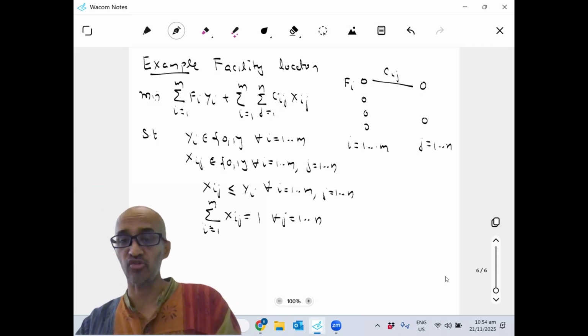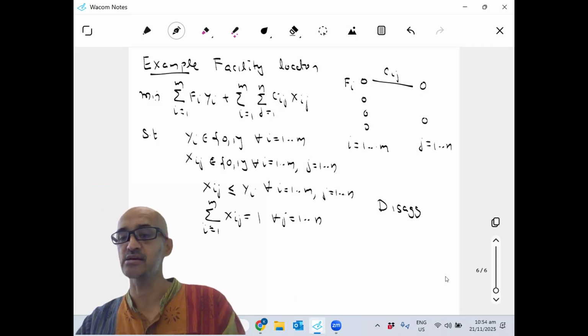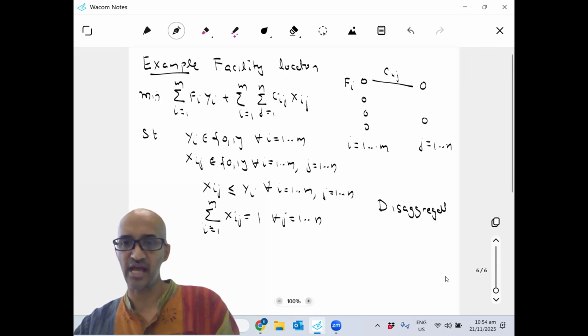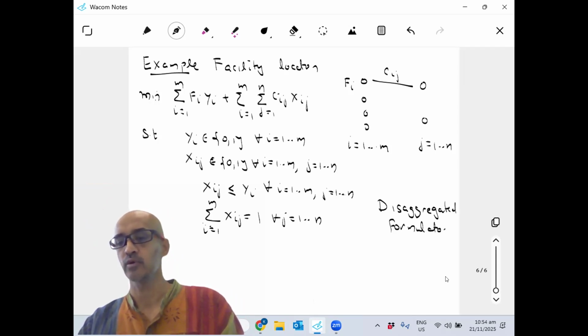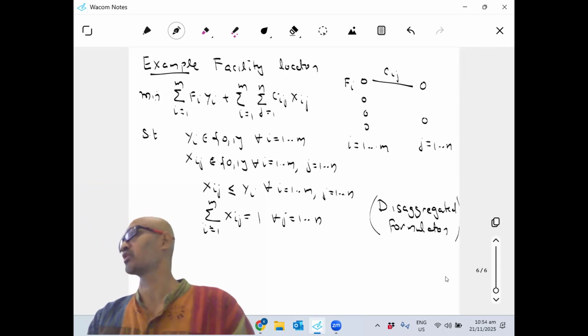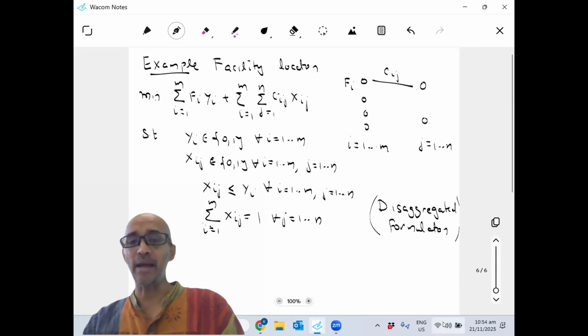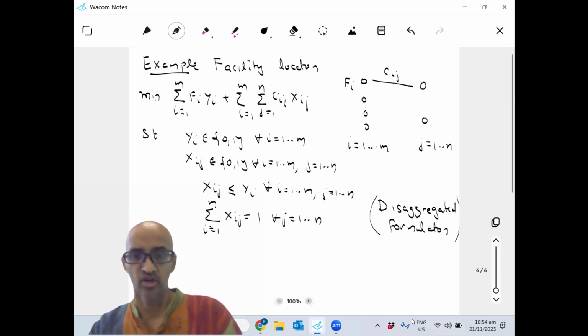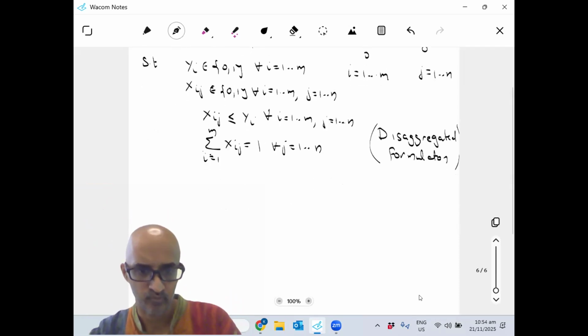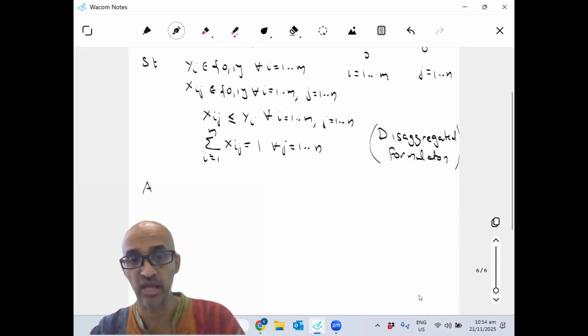So this is what is called a disaggregated formulation for facility location. I'll explain why it's called disaggregated, because I'm going to give you an aggregated formulation. So let's keep everything the same. This is the objective. Here I'll give you an alternative formulation for the same IP.